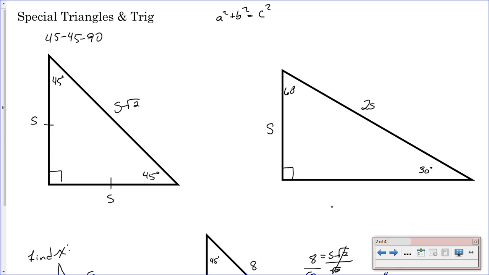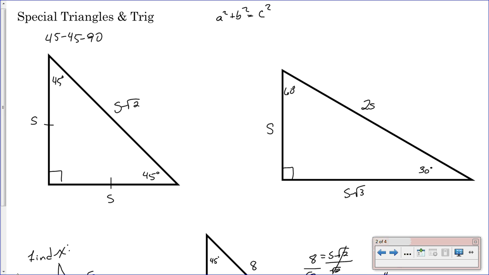Opposite your 60 is your medium side, so this is S times the square root of 3. Okay, so S the square root of 3, 2S. Don't confuse S the square root of 3 with being larger than 2S, because it is not. The square root of 3 is somewhere around 1.7, whereas 2 is obviously larger than 1 point anything. All right, so S the square root of 3, and 2S.